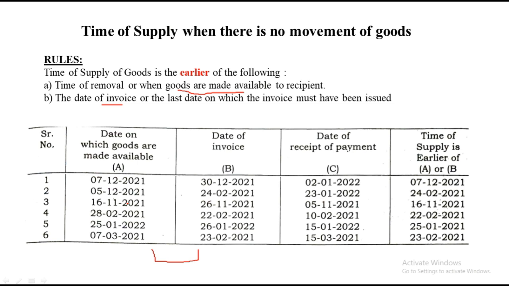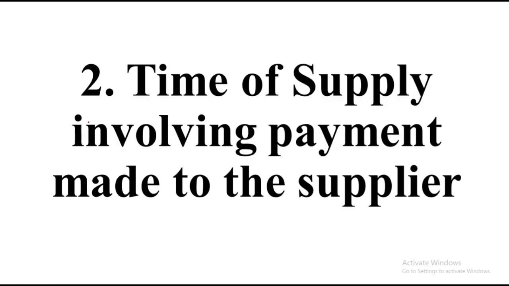Very simple. So you have to keep in mind that when there is no movement of goods, the date when the goods are made available and the invoice date, whichever is the earlier date, will be your time of supply. That's rule number one, or the first type of sum, when there is no movement of goods. I hope everyone has understood it. Very simple. Now we'll jump to the second type.